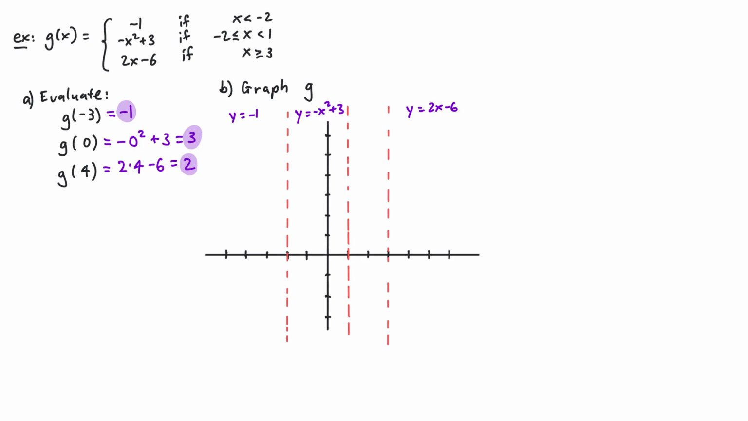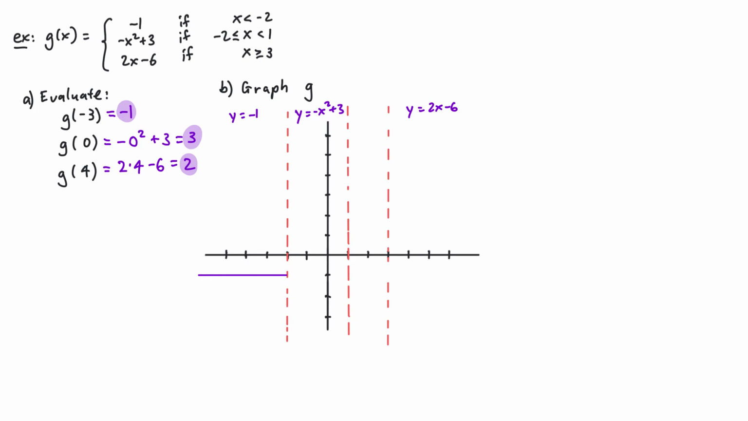So let's start by graphing this first piece, y equals negative 1. Remember that the graph of y equals a number is just a horizontal line. So we're going to be drawing a horizontal line at negative 1. Before we're done with graphing this first portion, we need to go to the boundary and decide whether we have a filled-in point at the boundary or an open circle.